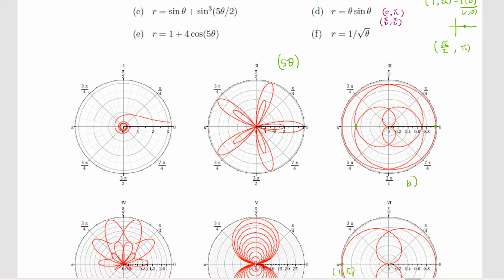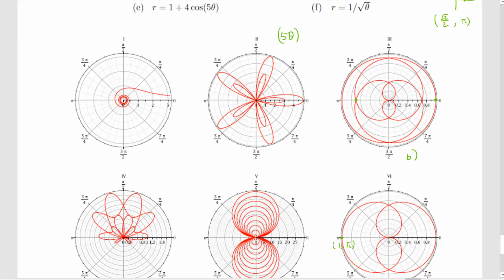Let's see, pi over 2 is about 1.7. So this is 1, this is 2, and 1.7 is right here. So it does not pass through, so not this graph. Here, it has no points on the pi, so not this one. And here, let's see. We have pi over 2, which is between 1 and 2, about 1.7. So 1.7 is right here. Oh, we don't have a point here, so not this one.